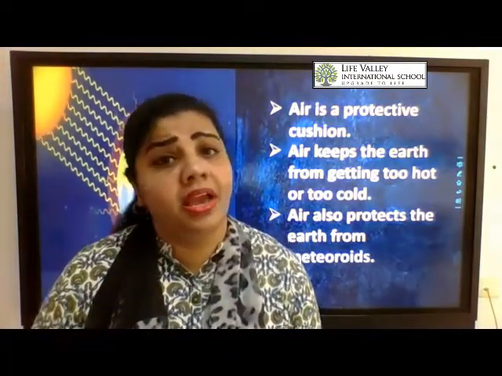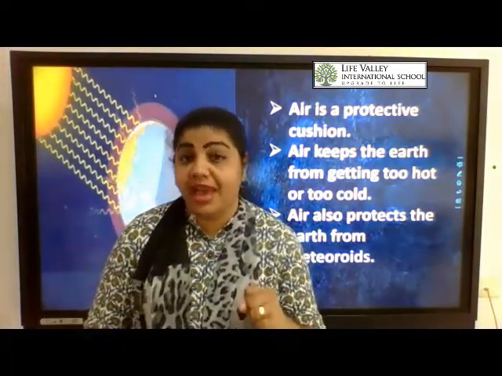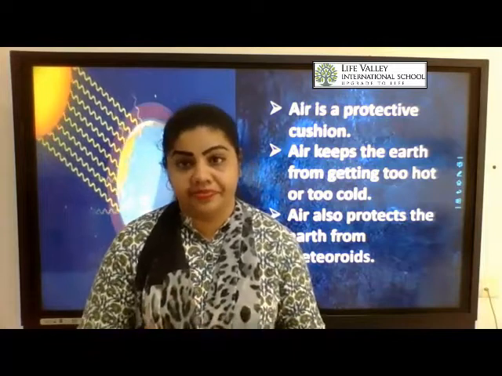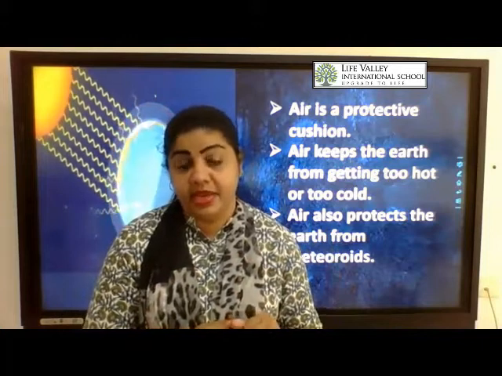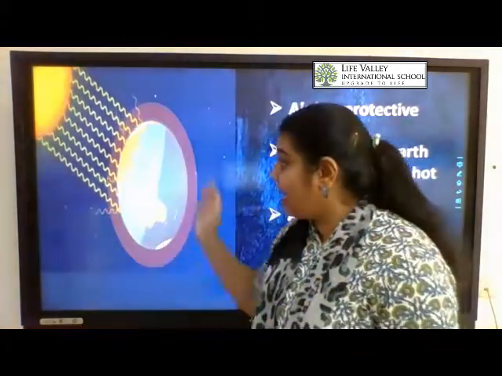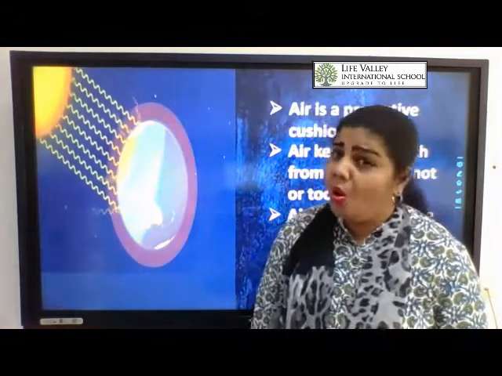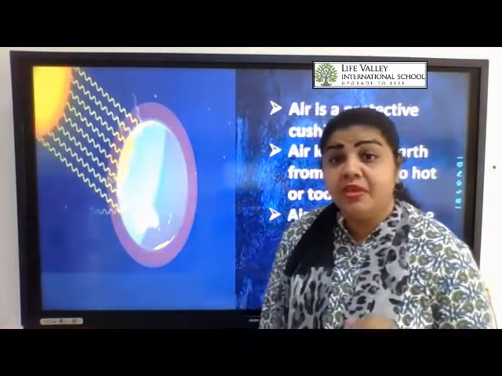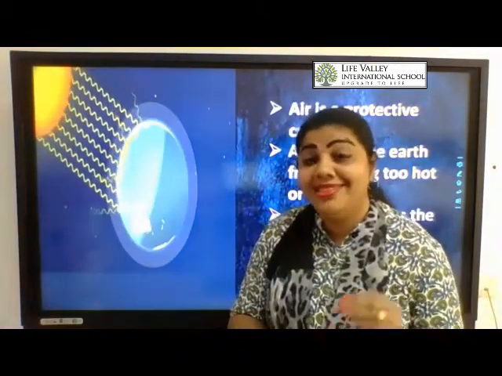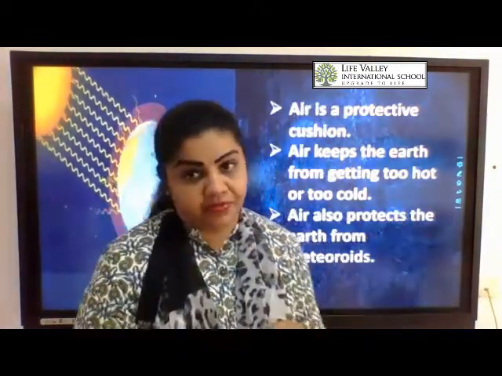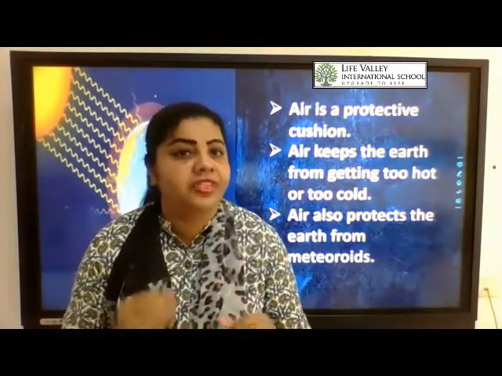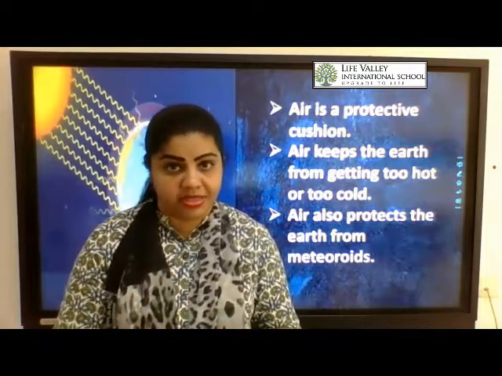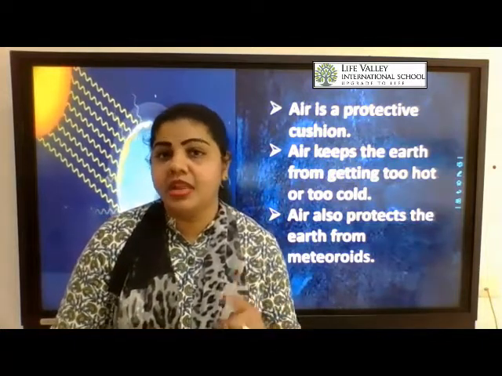You must all have heard about ozone, which is another type of gas in the air. Yes, that protects us from too much sunlight. So, air in the atmosphere also protects us from meteoroids. Now, what do you mean by meteoroids? These are objects in space. Okay, let me make it easier for you. Think of them as space rocks. Yes, now you are clear.